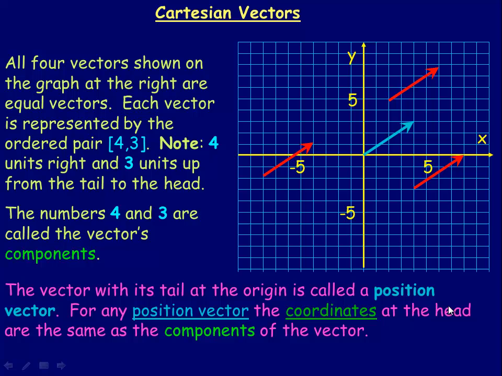And the coordinates at the head of that vector are the same as the components of the vector. Notice the components are 4, 3. The square brackets mean that's the components of a vector. If we write the coordinates of this point right here, that point is the point (4, 3). But the vector, if I call that the vector v, has components [4, 3]. Again, if the vector is drawn with its tail at the origin, the coordinates at the tip or head of the vector are the same as the components of the vector.